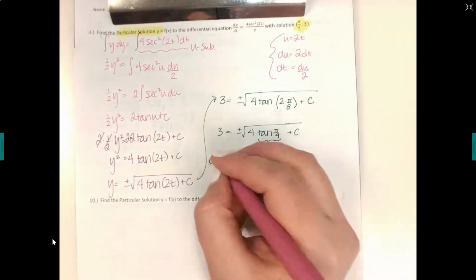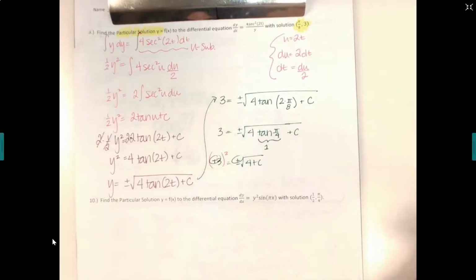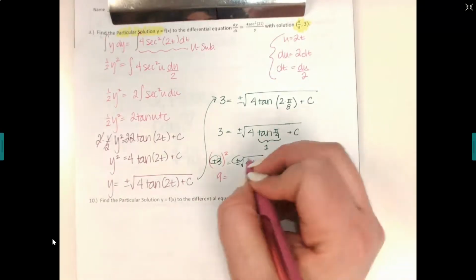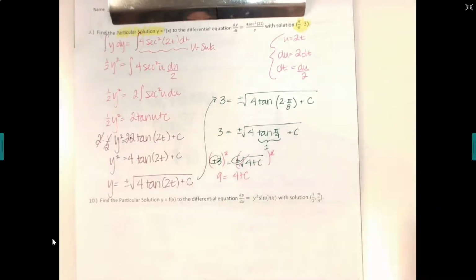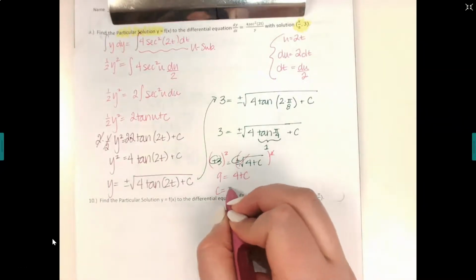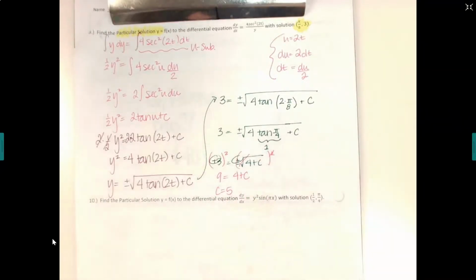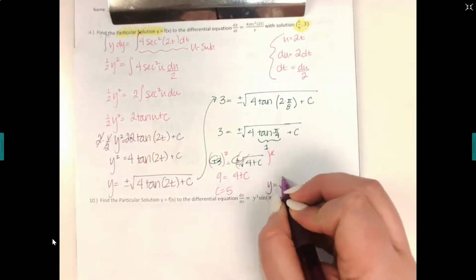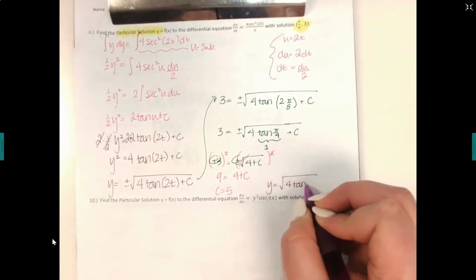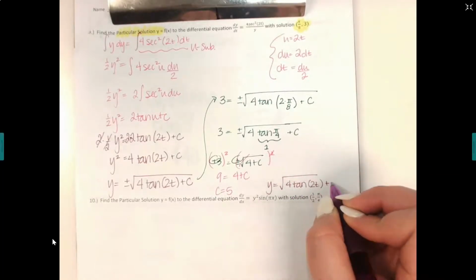Okay, so if I square 3, what do I get? 9. When I square the square root, I just get the 4 plus c from the middle. Then minus the 4 across, what's c? 5. Good job. So my final answer would be y equals the square root of 4 tan 2t plus 5.